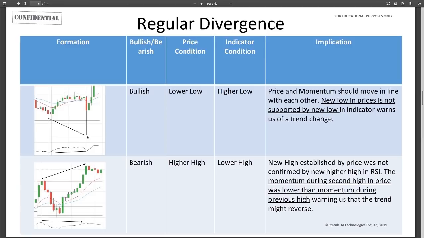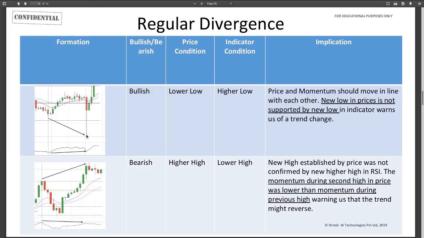When the price is forming a lower low, what that means is the low which is formed now is lower than the lowest low it formed before. So if you look at the graph here, the low is shown where my cursor is. That's the new low. Before that, the low was formed somewhere here. Now that the new low is lower than the previous low, that's why it's called a lower low. So price is forming a lower low, whereas the indicator is forming a higher low. How higher low?